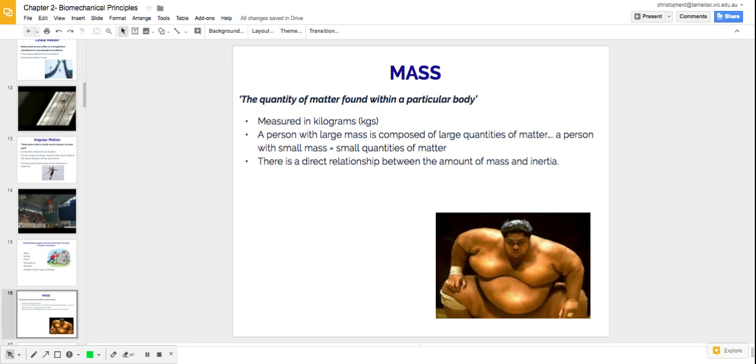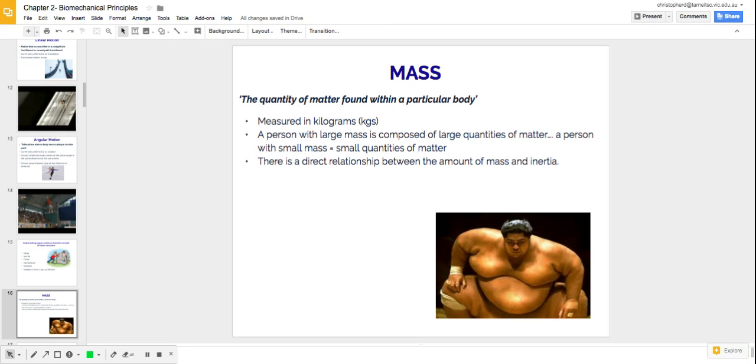When we're looking at mass, we're looking at the quantity of matter found within a body. So when we're talking about mass, we're measuring it in kilograms. So, for example, you might be 70 kilograms on Earth. Okay, that is your mass. But when you go to space, your weight is going to be less. So your mass still stays at 70 kilograms, but you weigh less in space. I hope that doesn't confuse anyone, but you should just refer to it as mass.